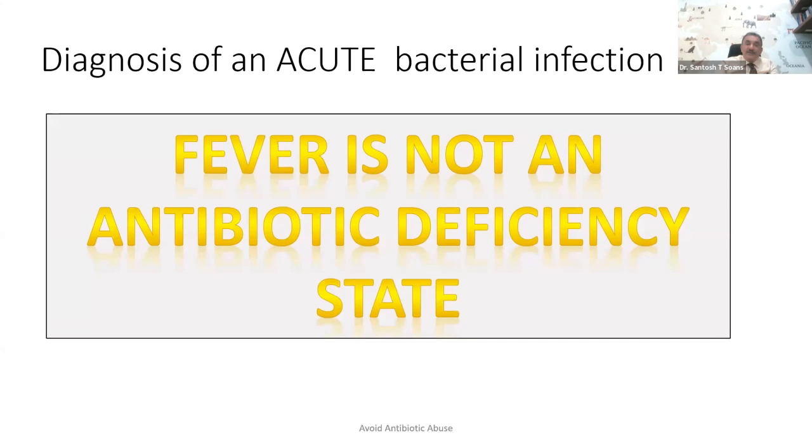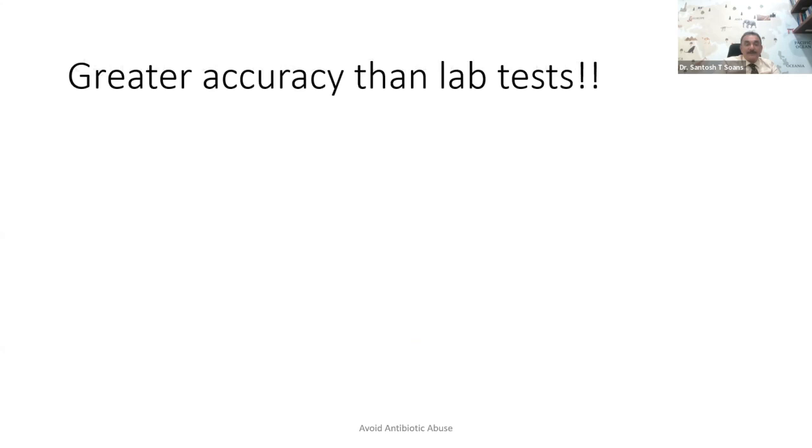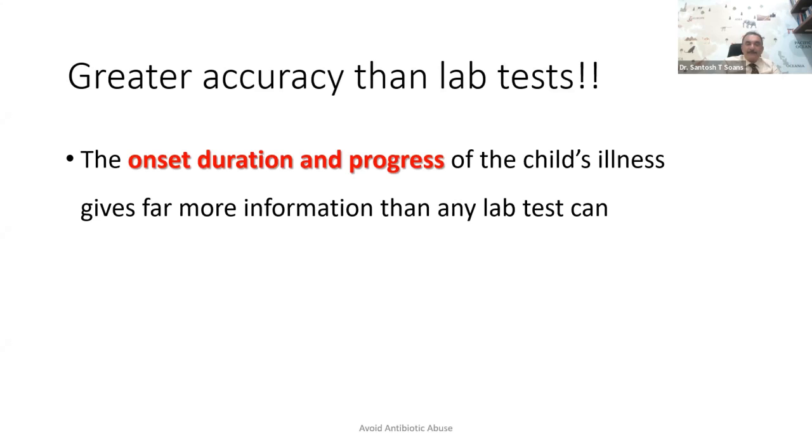So coming to the diagnosis of acute bacterial infection, fever is not an antibiotic deficiency state. Don't think every time you get a fever, it is an antibiotic deficiency state and you give the antibiotic and the patient becomes well. Remember this, a good doctor is the one who makes a diagnosis and gives least antibiotics as possible. Greater accuracy than lab test, because your clinical history and your clinical physical examination have got better accuracy than the lab test.